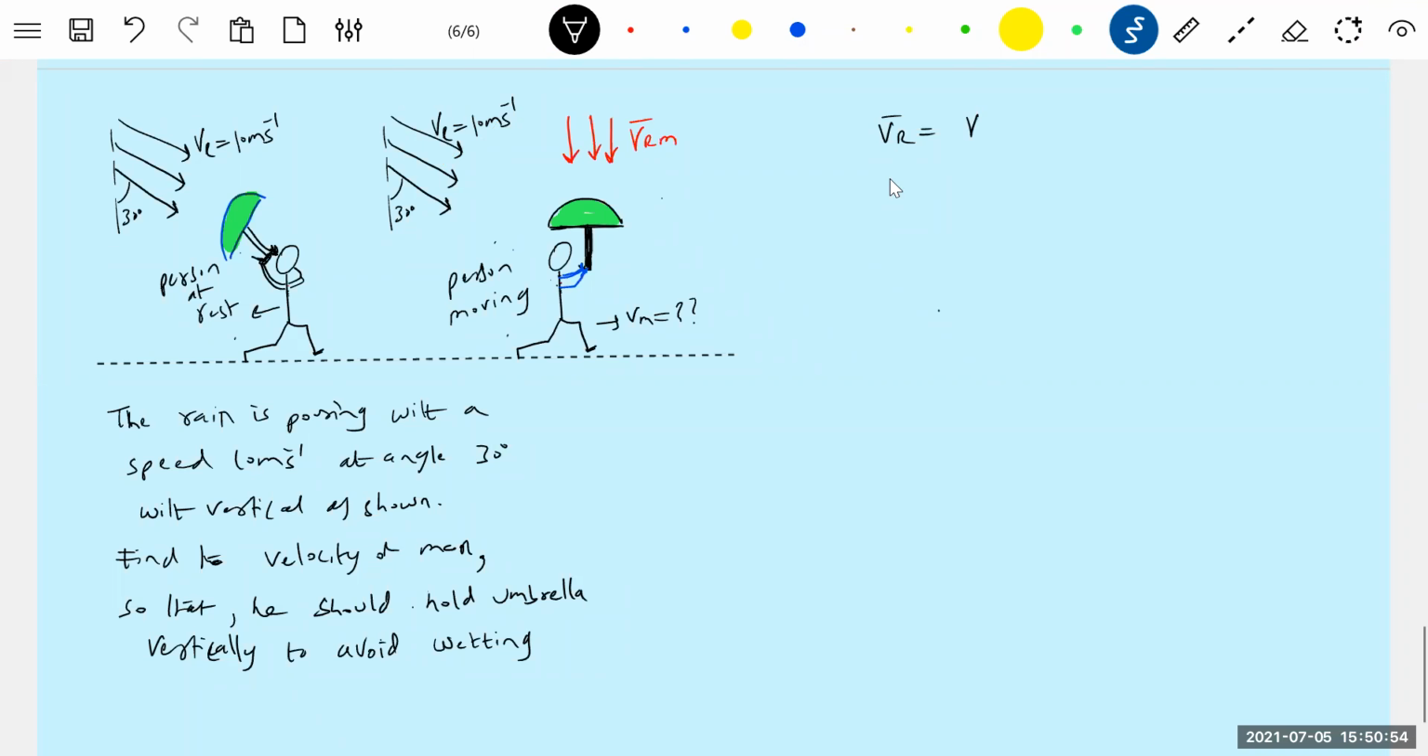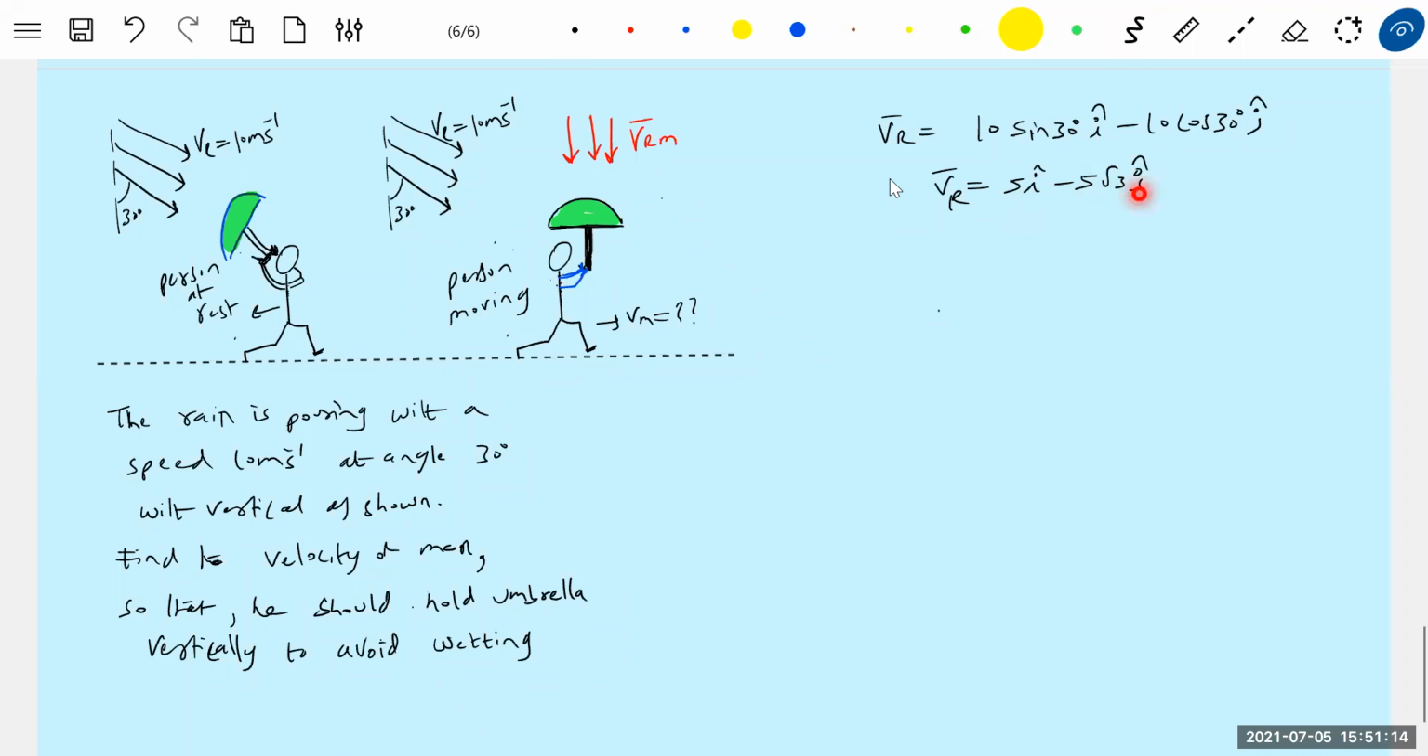VR bar equal to 10 sine 30 degree I cap, minus 10 cos 30 degree J cap, which is 5 I cap minus 5 root 3 J cap. No, this is the actual velocity of the rain. What should be the velocity of the man so that he should hold the umbrella? So let's get into some mathematics here. For such numericals, you must take help of maths.